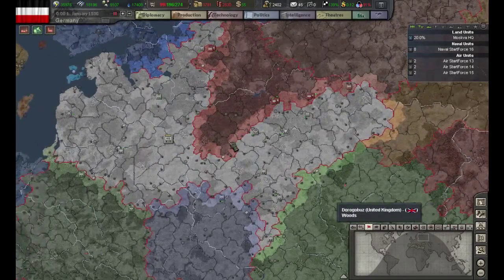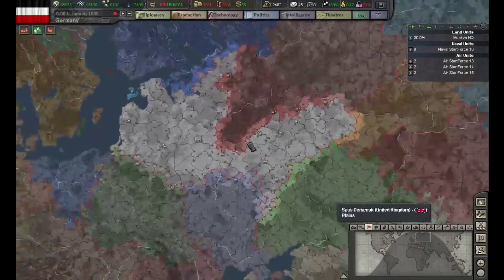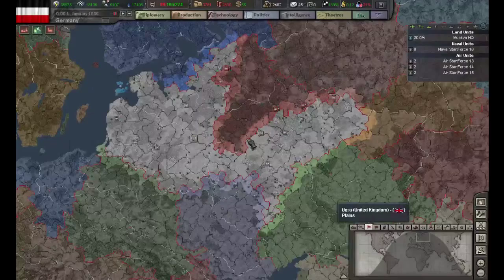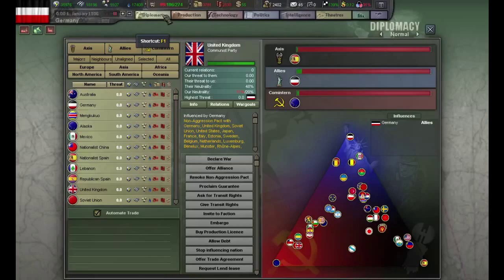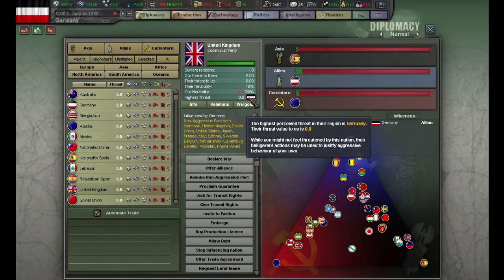Nobody has their army really built up beyond the starting units. So really we have a year to get ready, get prepared, plan our invasion of the United Kingdom, and plan our defense to the south and to the north, and try to consolidate our holdings up in here. But we'll discuss neutrality and relations and threat later on.